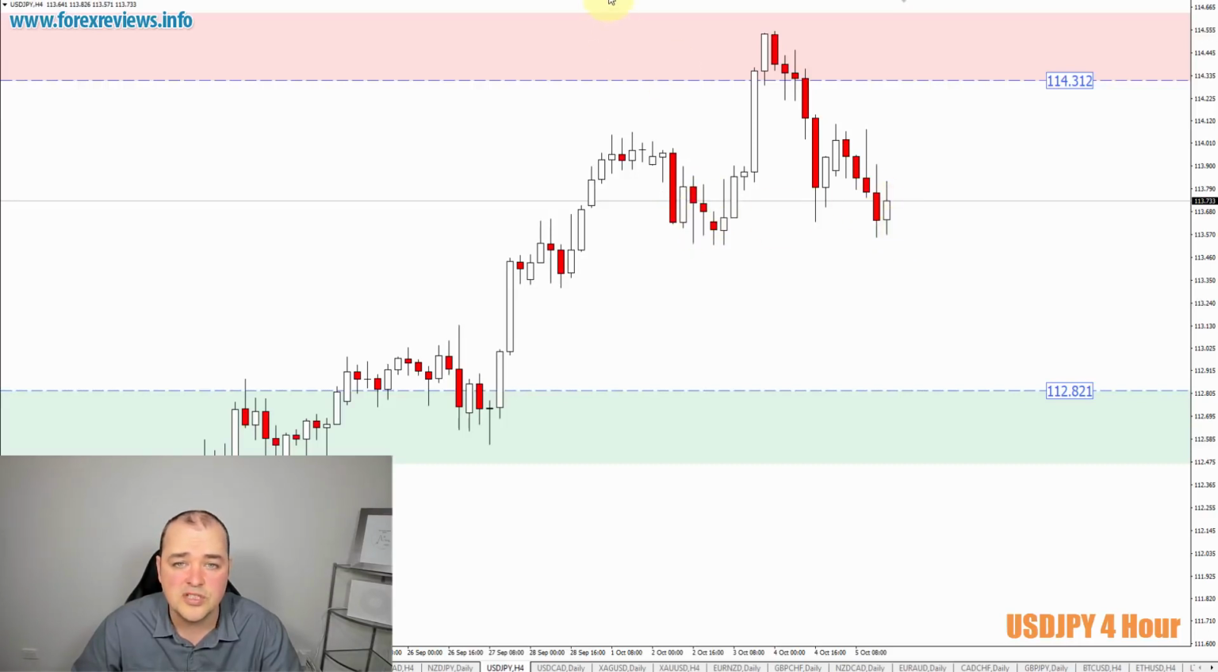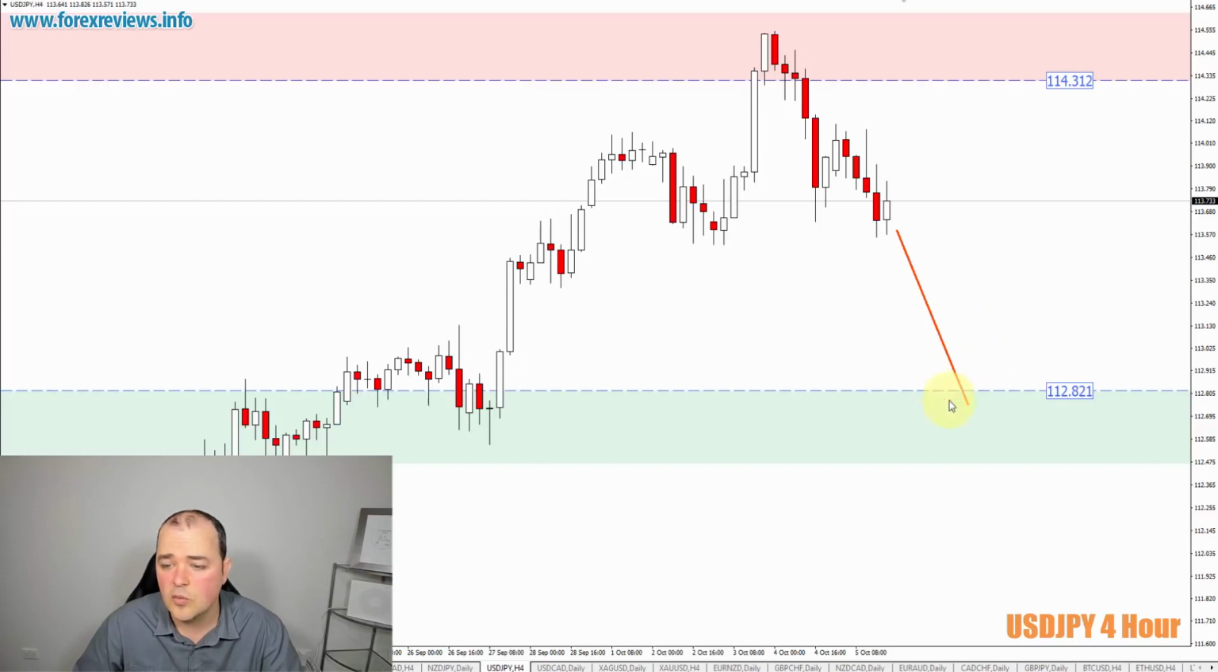I'm expecting price will continue to the downside, potentially all the way down long term to the 112.82 zone area to the downside. So for all those people that are holding a sell trade on this market from the recent test of the 114.31 zone area, what I'd like to highlight is the 112.82 zone area as a potential long-term target area to the downside.